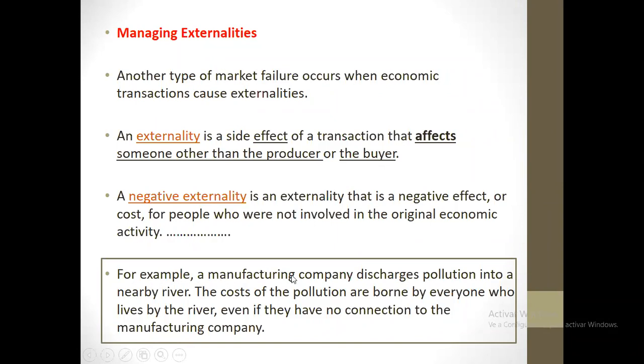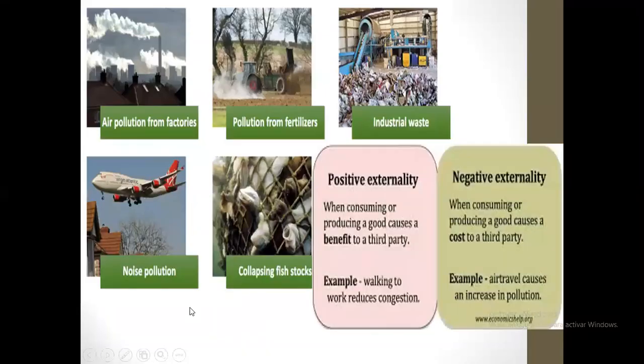For example, a manufacturing company discharges material pollution into a nearby river, and it's going to contaminate the river. The costs of the pollution are borne by everyone who lives by the river, even if they have no connection to the manufacturing company. So the result of this company's action is going to produce a negative externality.